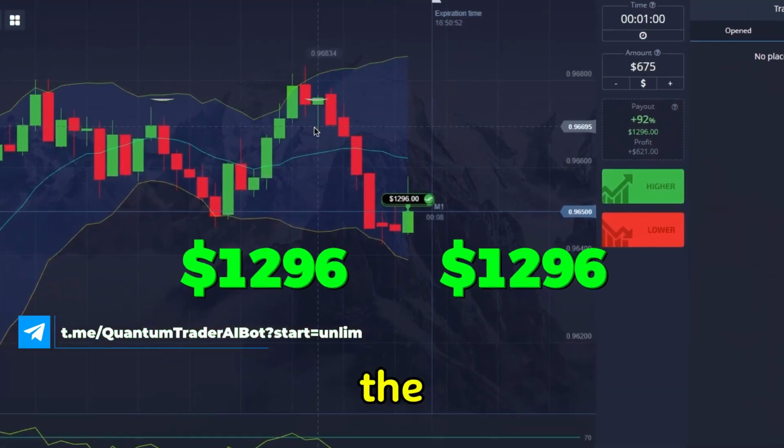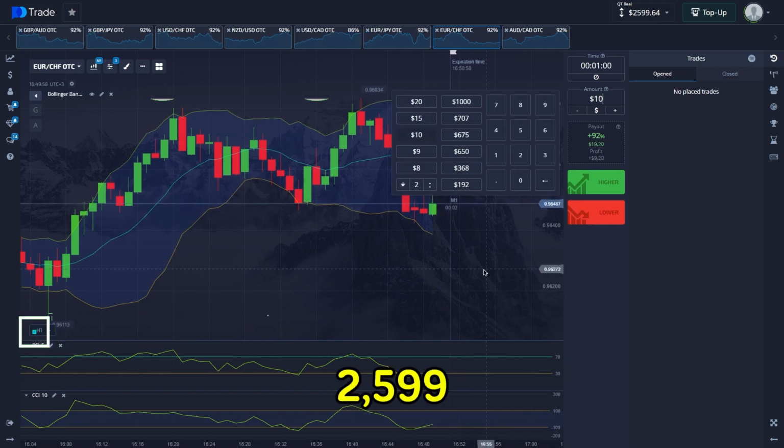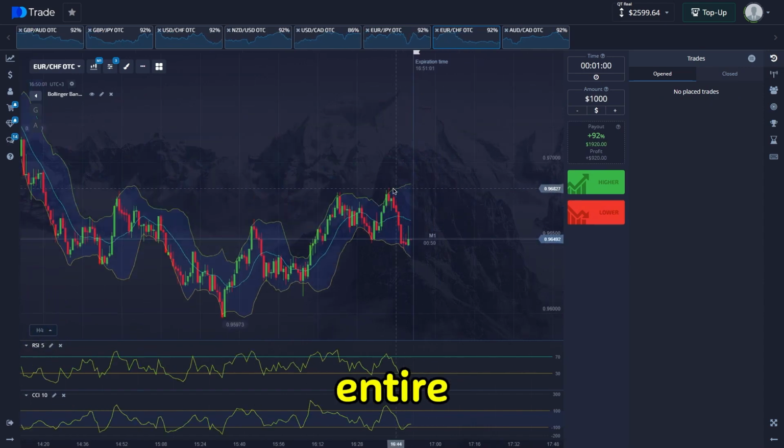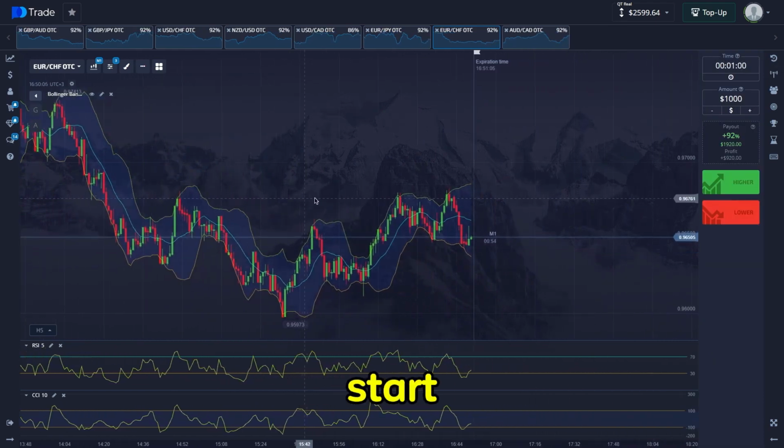And also, the deals are easy to close in A+. We will open 3 deals in the amount of $2,599 for the entire deposit. We will try to find a deal for an increase again. Let's start and select the next currency pair.